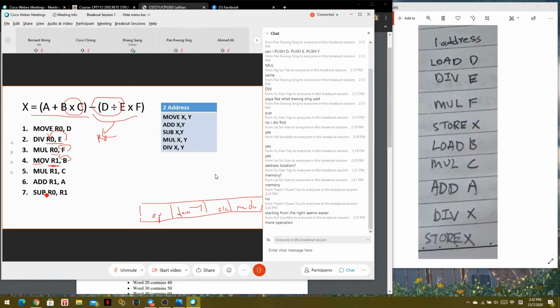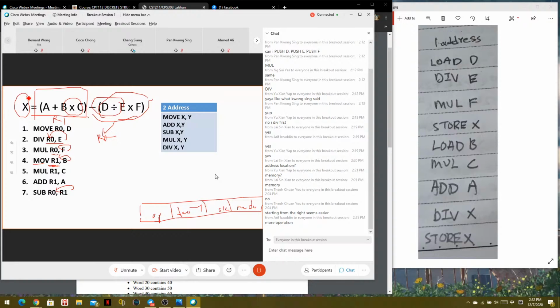And then finally, you do a subtraction between R0 and R1. Remember, your R0 is the whole thing here, and your R1 is the whole thing here. So you use your R0 minus R1, and then it stores back to R1. But you are not yet complete because remember this one. This is the place, this is the value.